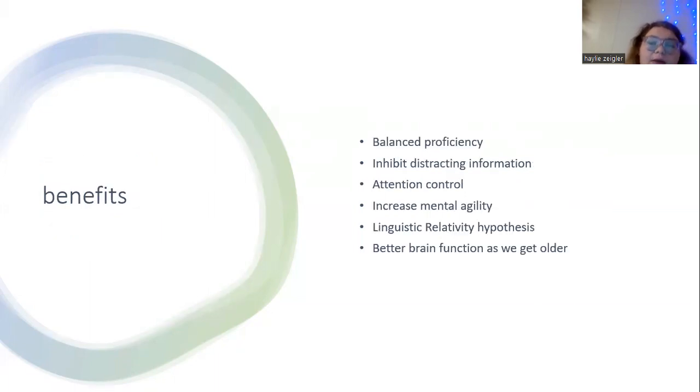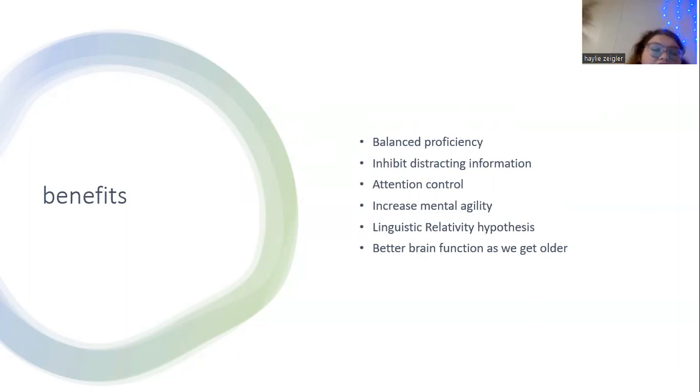The benefits include a balanced proficiency in many things and an inhibition to distracting information, which means that because they constantly filter out 2 languages at once, it is harder for them to get distracted about other things. They're able to filter it out better, which increases their attention control. It also increases mental agility because they're able to bounce between different things rather quickly because of them having to be used to having multiple languages running through their head.